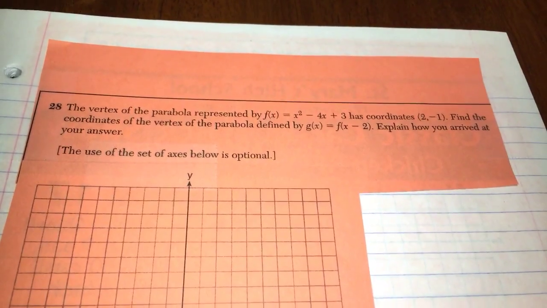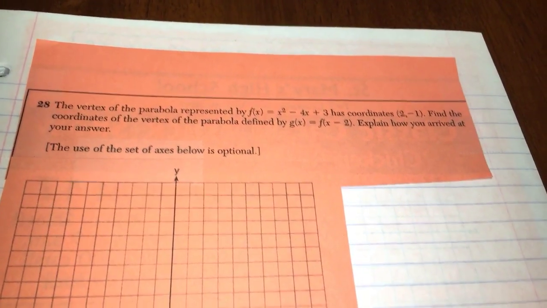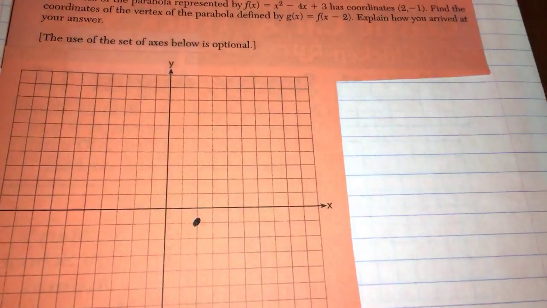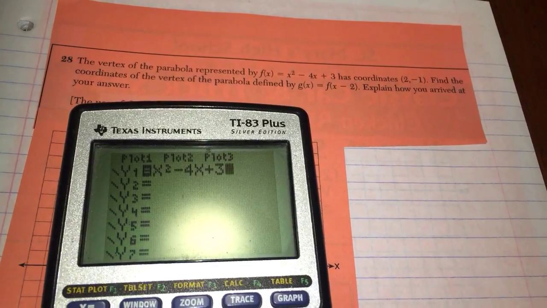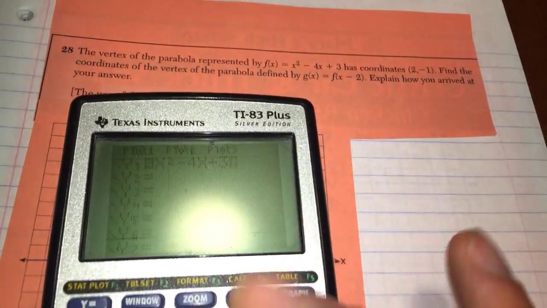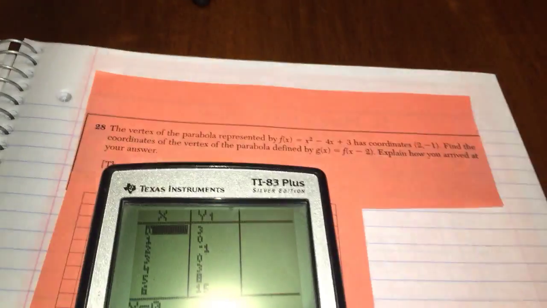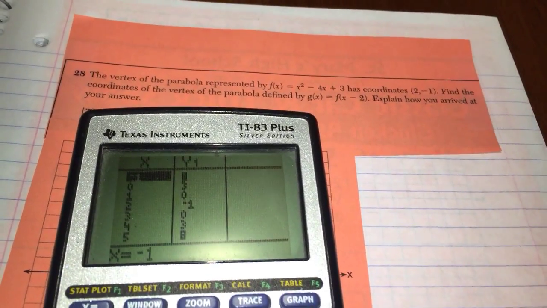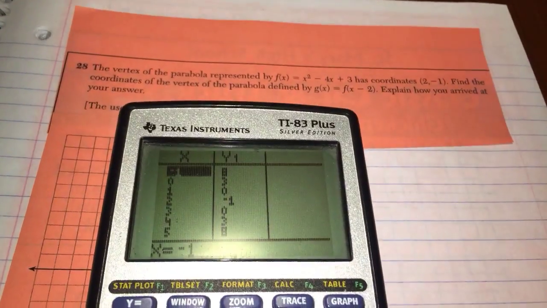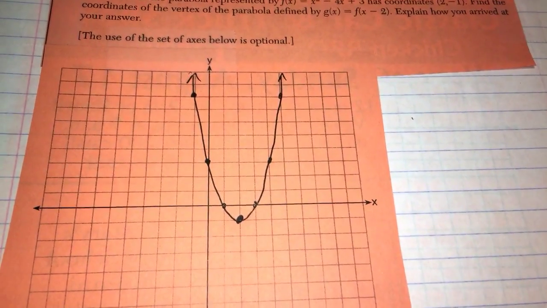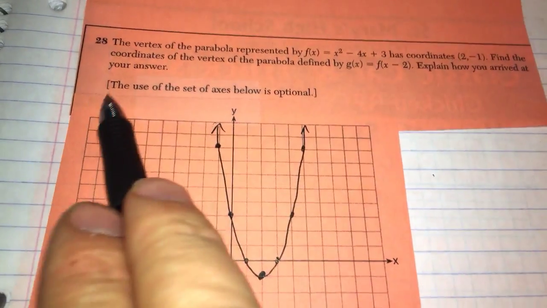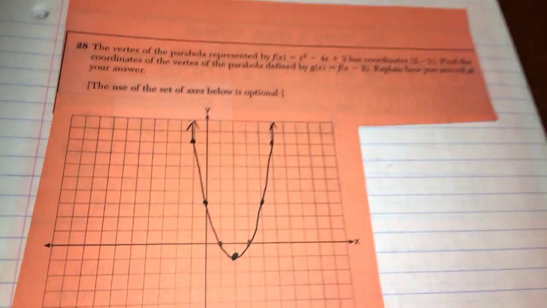In number 28, they ask you the vertex of this parabola has the coordinates 2, negative 1. If I put this equation into my calculator, this is what I have. I go to my table, and here is my graph. If I plotted all the points, this is the parabola I have. Now notice it says the use of the axes below is optional.